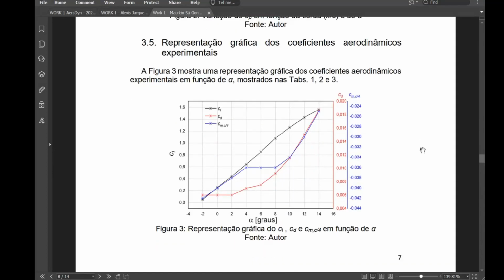Then you make representation of the same data from tables inside graphical format. Please pay attention that graphics should be clean, like you can see here. White background, black axis, right? Also, he used here 2 more axes for plotting drag coefficient and momentum coefficient. So you put 2 additional axes on the side, and you can make all looking nice.